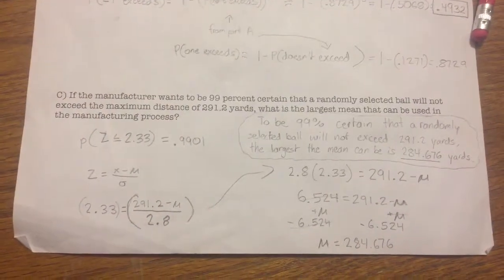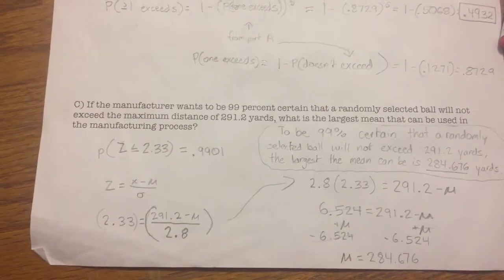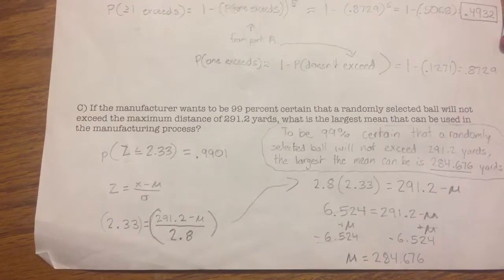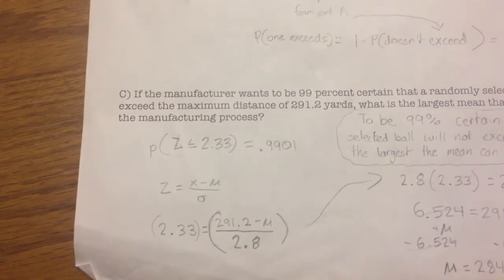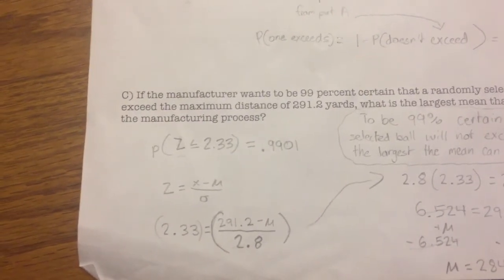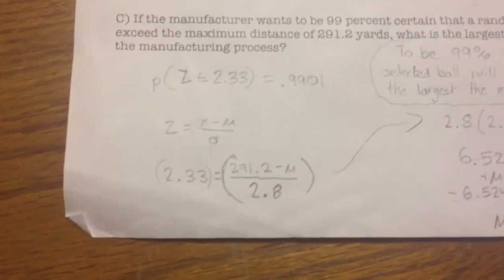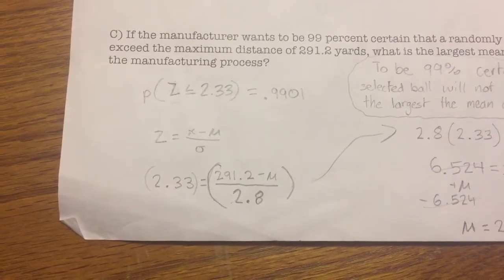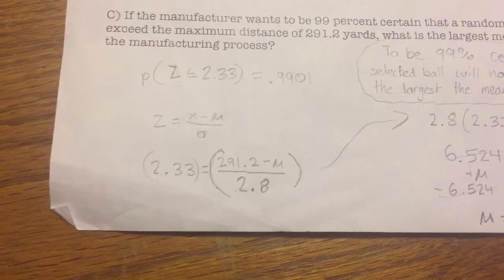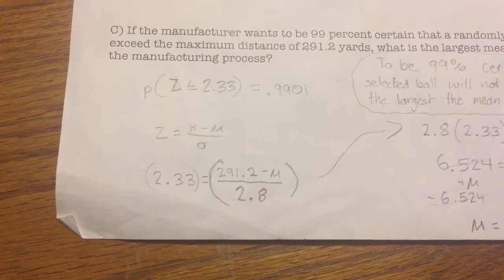For part C of the AP question, we go to table A, and we find where 99% certainty can be found. So the probability that Z is less than 2.33 equals 0.9901. So that's the lowest value we get while still being 99% confident. So we put that Z-score into the equation for Z-score. Z equals the statistic minus the mean over the standard deviation. 2.33 equals 291.2 minus the mean over 2.8.